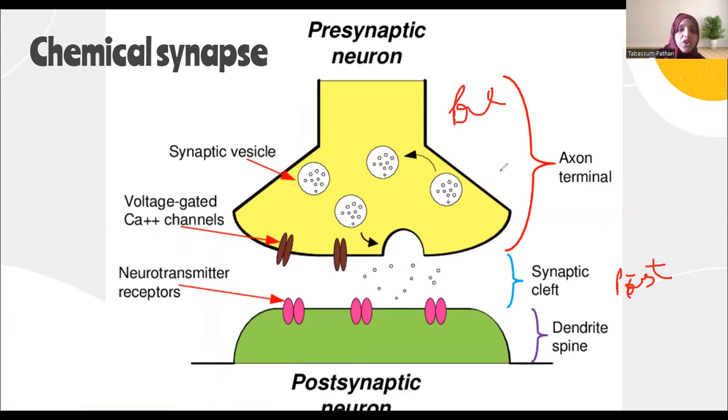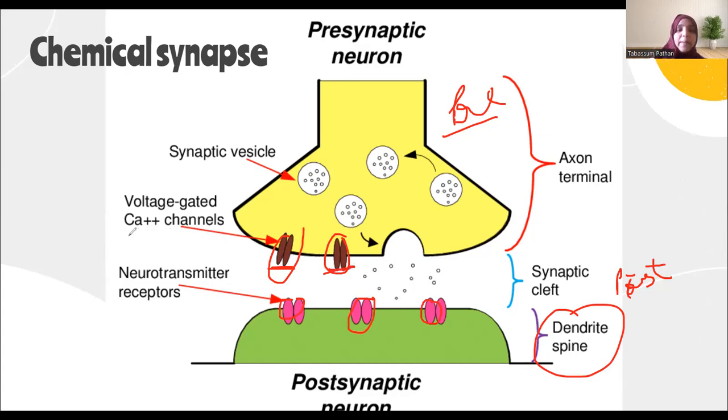Yeah, this is the axon terminal of the previous neuron, and this is the dendrite spine of the next neuron. You have these channels again. These are not gap junctions. These are receptors. This is the receptor on the postsynaptic neuron. These are channels, or you can say gates. They will open and close.